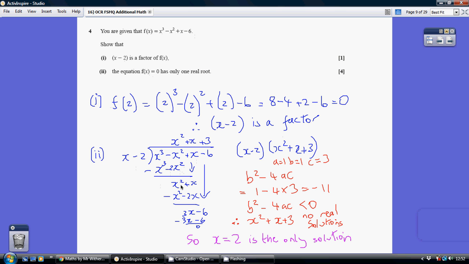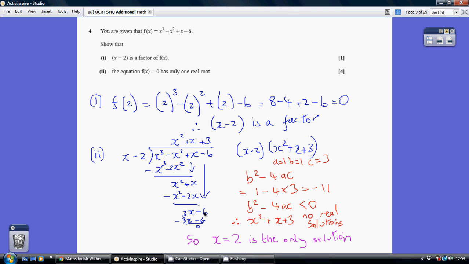x times what gives us x squared? Well, that's plus x up here. And then it's x times x is our x squared, and x times our minus 2 is our minus 2x. We then take them away from each other. x squared minus x squared is nothing. x minus minus 2x is x plus 2x, which is 3x. We then draw down our minus 6, and we start our third cycle.